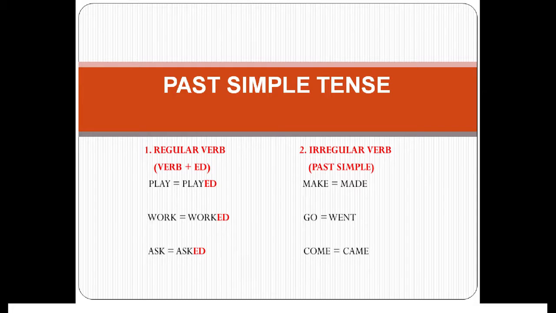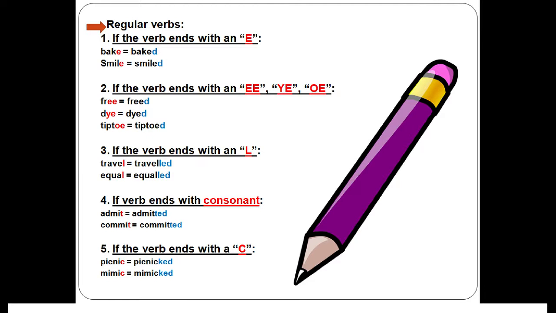Let's read some examples. For regular verb, play, become played, work, become worked, ask, become asked. Let's read some examples for irregular verb. Make, become made, go, become went, come, become came. One more thing. For most verbs, there is no need for changes. You just add ed on the end and you have simple past form.